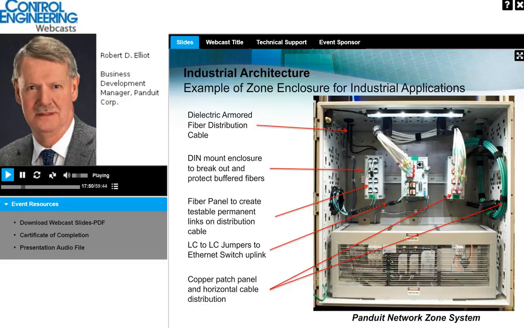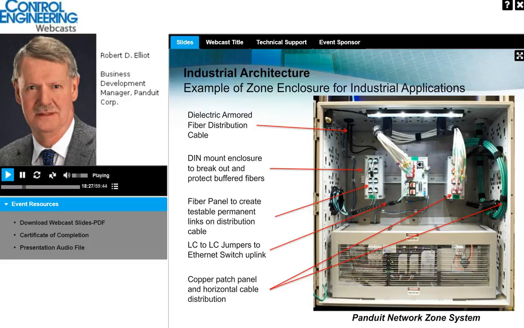What you see here on the top left-hand side of this image is dielectric armored fiber distribution cable entering the enclosure. It is then taken through to the control panel wall on the left-hand side, a slack spool, and then it's terminated and patch cords are used to attach that to a DIN rail mounted distribution enclosure.